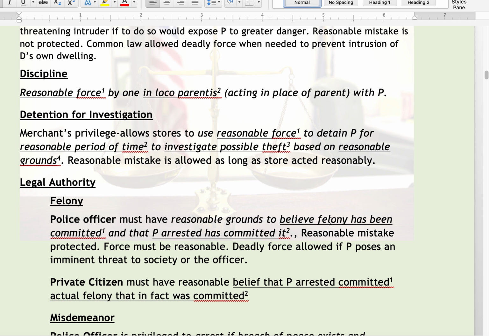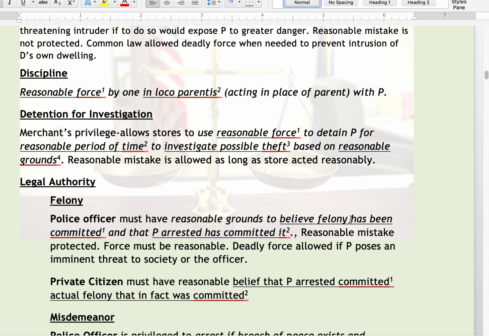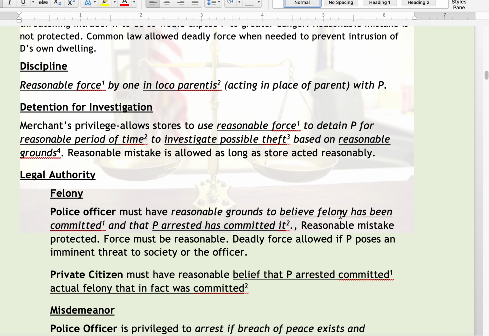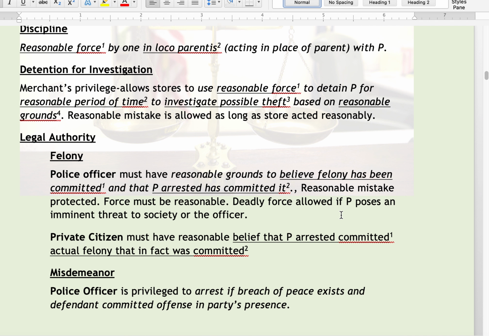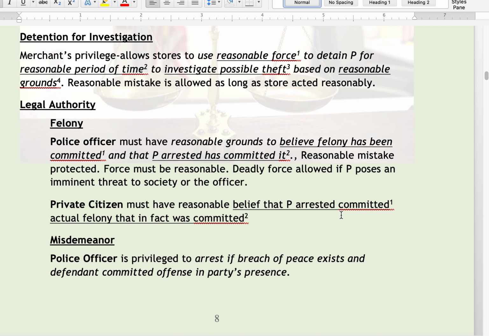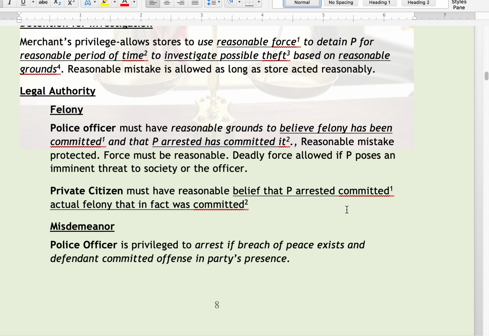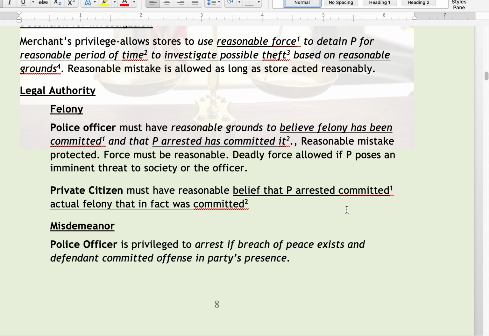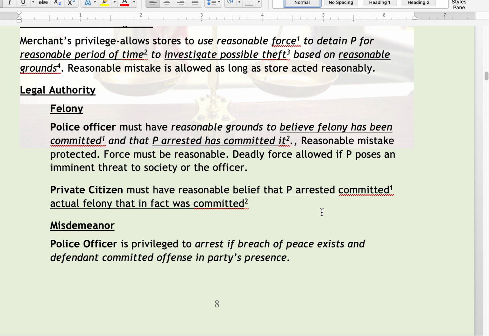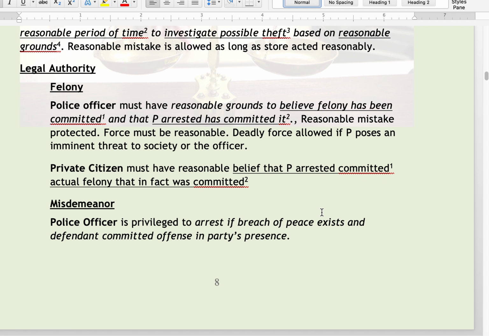Discipline. Reasonable force by one in loco parentis, acting in place of the parent, with plaintiff. Detention for investigation. Merchant's privilege allows stores to use reasonable force to detain plaintiff for a reasonable period of time to investigate possible theft based on reasonable grounds. Reasonable mistake is allowed as long as the store acted reasonably.